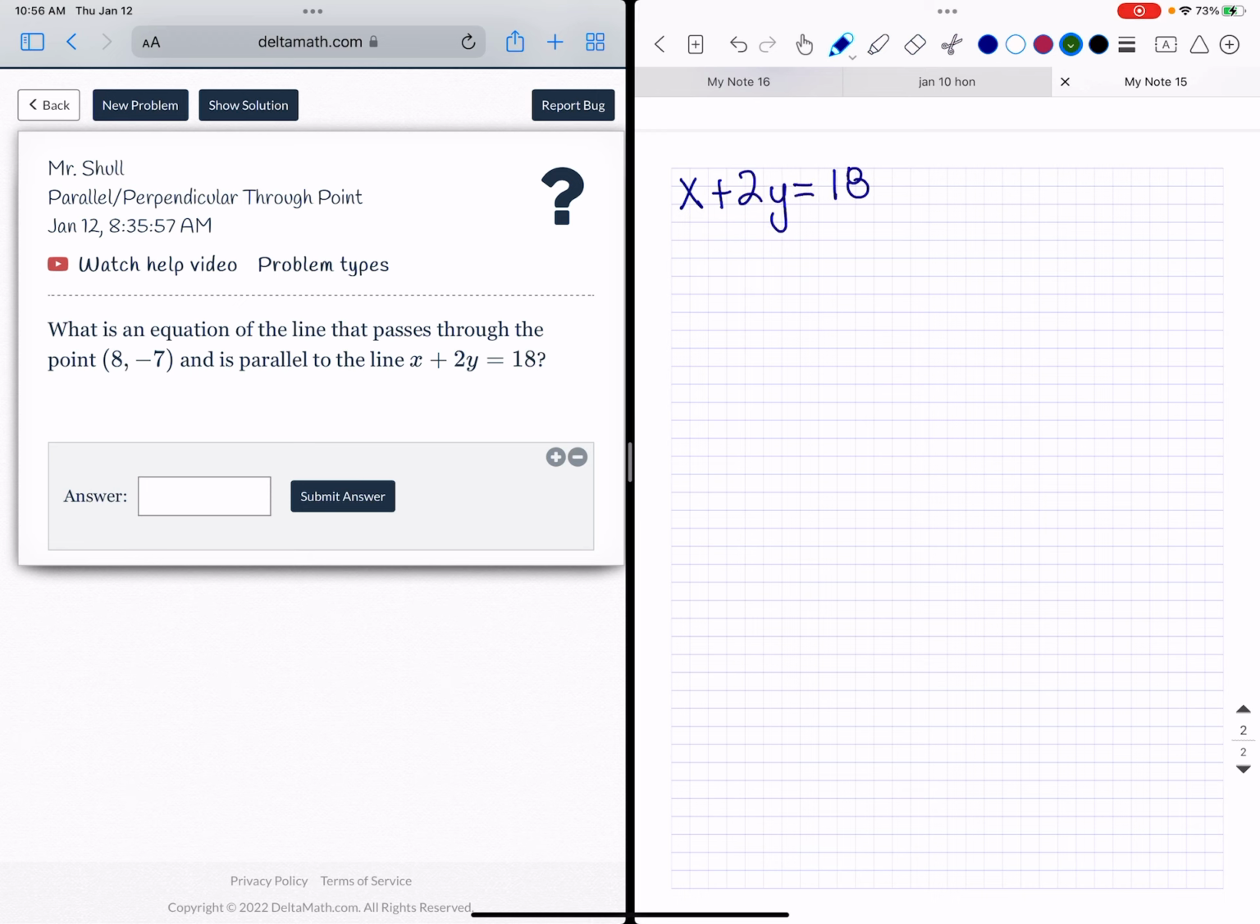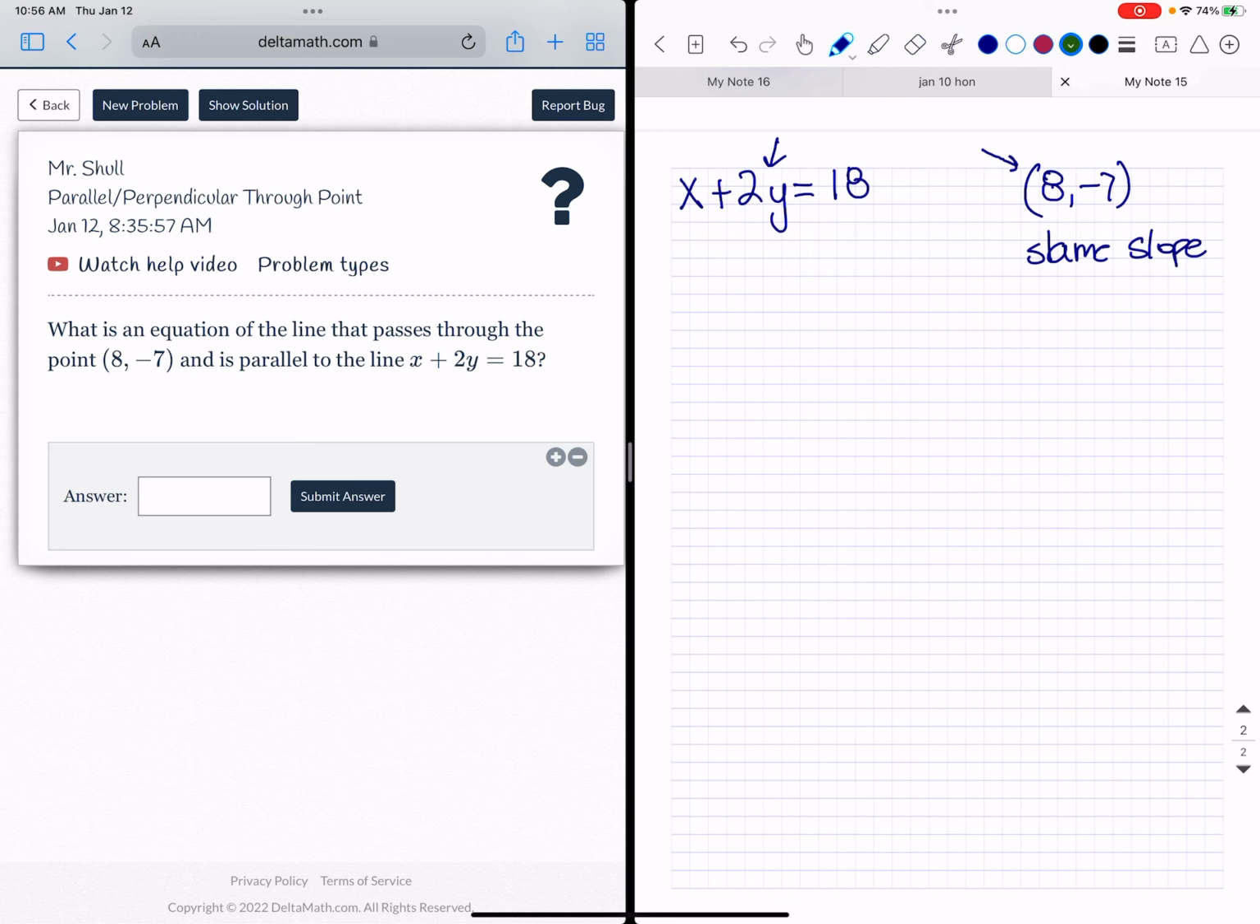Okay, this one says I'm looking for an equation of a line that passes through this point, (8, -7), and is parallel. So parallel is gonna have the same slope. Okay, so I need to steal the slope from this line because parallel lines have the same slope. And then I need to write an equation using that slope that goes through that point. Okay, here's how you can do it. First, I'm gonna show you the long way, then I'll give you a shortcut.